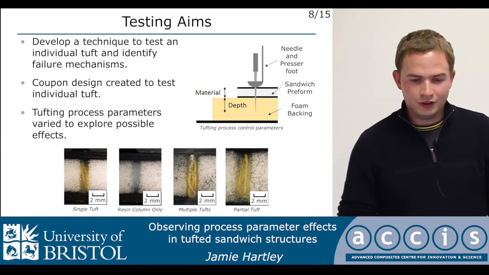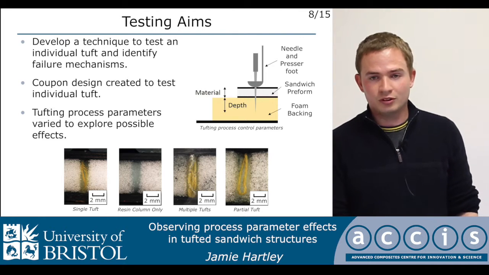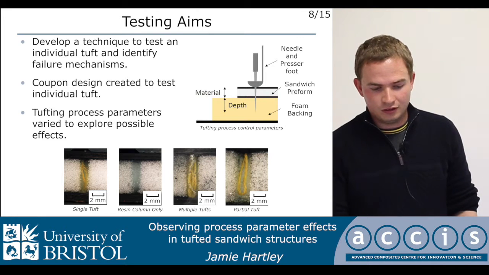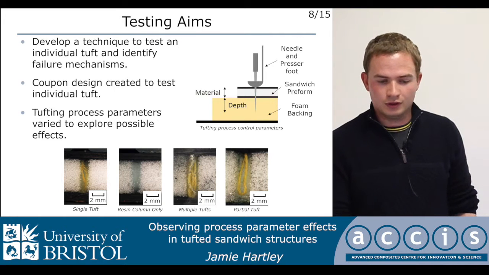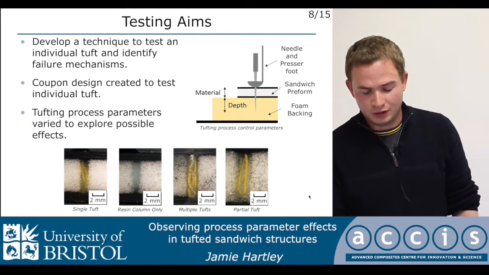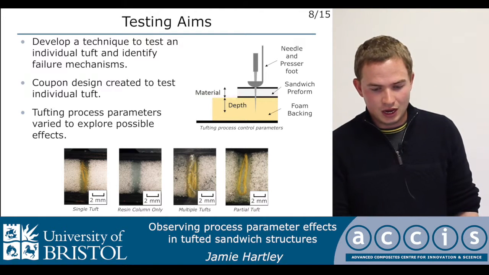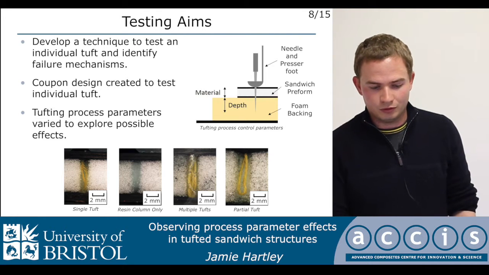So the idea was to develop a mechanical testing technique that was able to capture the performance of individual tufts and identify the failure mechanisms of these, and therefore find out the impact that variations of the tuft formation would have on that. So the actual robot tufting process at the NCC allows us to control the length of the tuft, and through the use of this we were able to explore various different parameters and their possible effects.